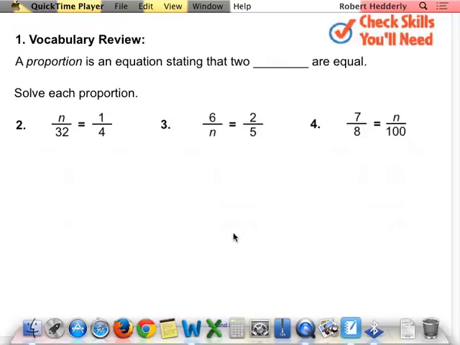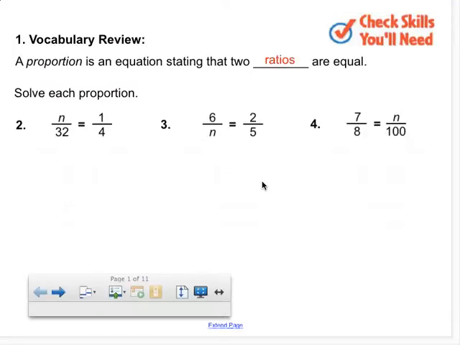Okay, this is Unit 7, Lesson 6, vocabulary review. A proportion is an equation stating that two blanks are equal. Who has the answer to that? Sergio. We had another name for that. Maya? Ratios, very good. Two ratios are equal. Okay, but we often treat ratios the same as we do fractions, right? Okay, so let's just clarify that.